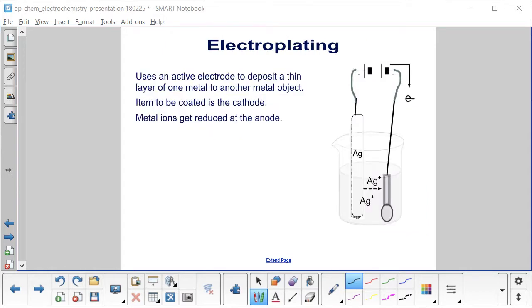One use for these electrolytic reactions is in electroplating. Electroplating uses an active electrode to deposit a thin layer of one metal onto another metal object. The item that is being coated with the metal is the cathode, and those metal ions are being reduced there. So I have a silver cathode here, okay, and as my electrons flow, I have metal plating happening of the silver metal.